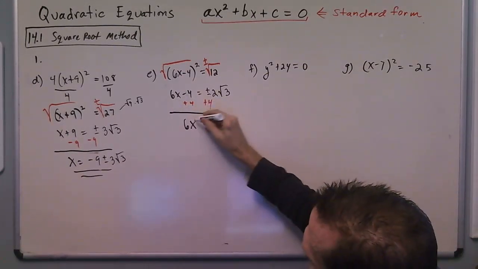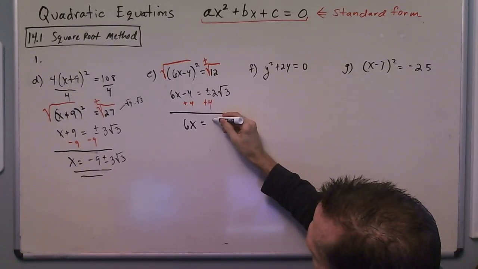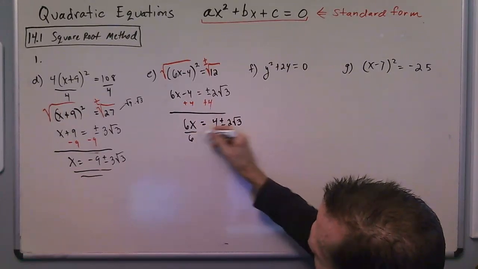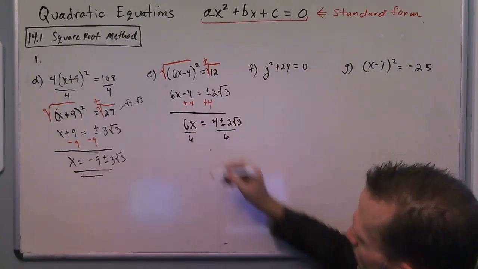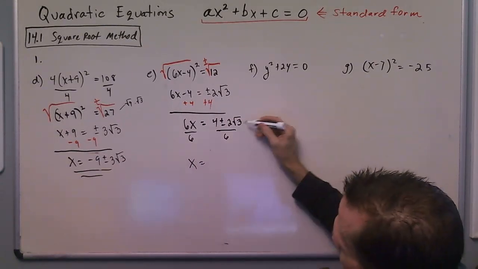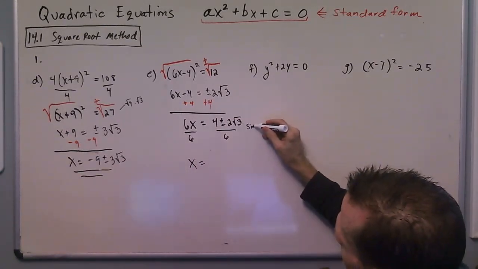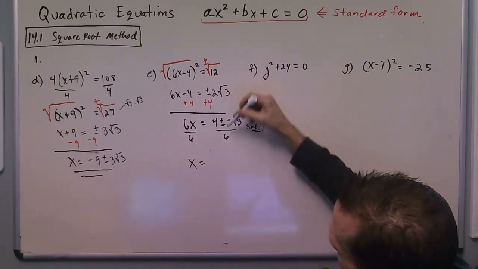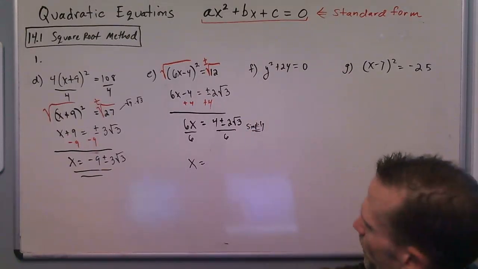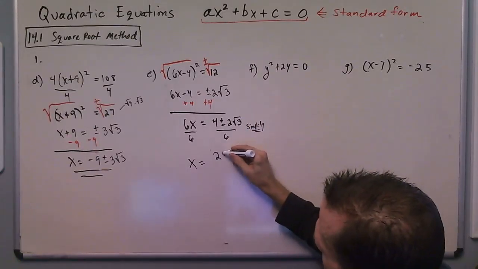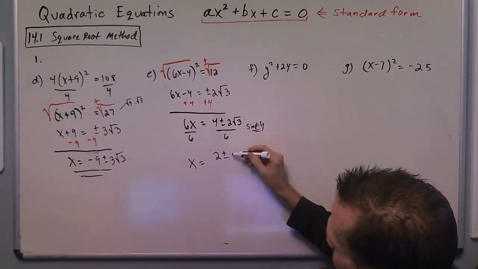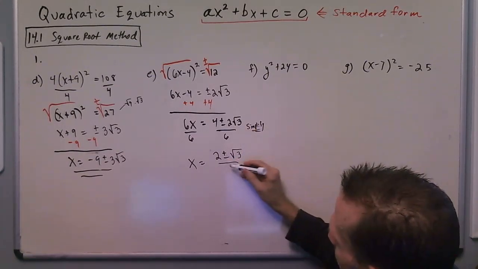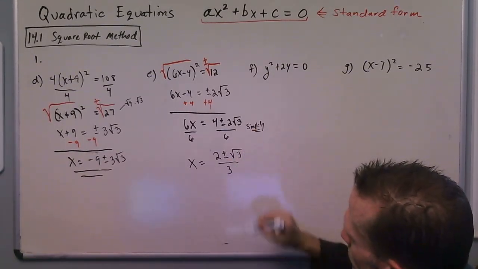I get 6x equals 4 plus or minus 2 radical 3. And then I'm going to divide by 6, okay? And what happens here is with this answer, we want to make sure and simplify this, okay? And what I spot is this is even, and this is even, so I can divide all those terms by 2, and I end up with 2 plus or minus, since that 2 divided by 2 is 1, I don't want to put that 1 up front here. I'm going to put radical 3, and then 6 divided by 2 is 3.